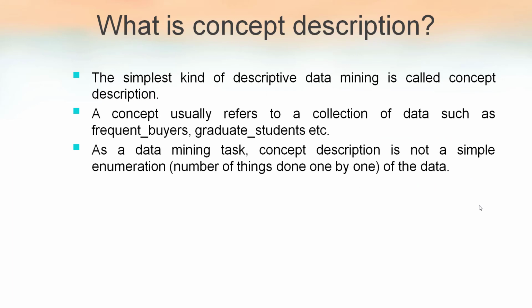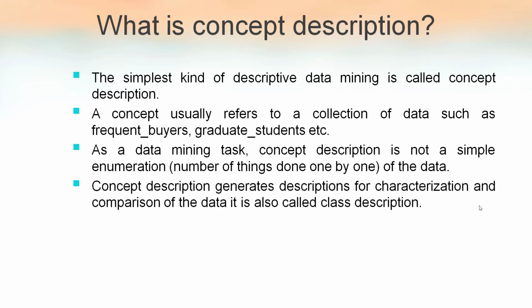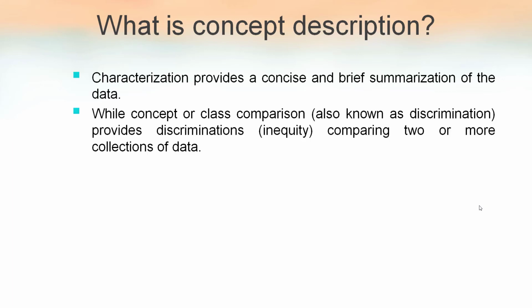A concept usually refers to a collection of data, such as frequent buyers, graduate students, etc. Concept description generates descriptions for characterization and comparison of data. It is also called class description. Characterization provides a concise and brief summarization of the data. As I said, concise means giving a lot of information clearly and in a few words.